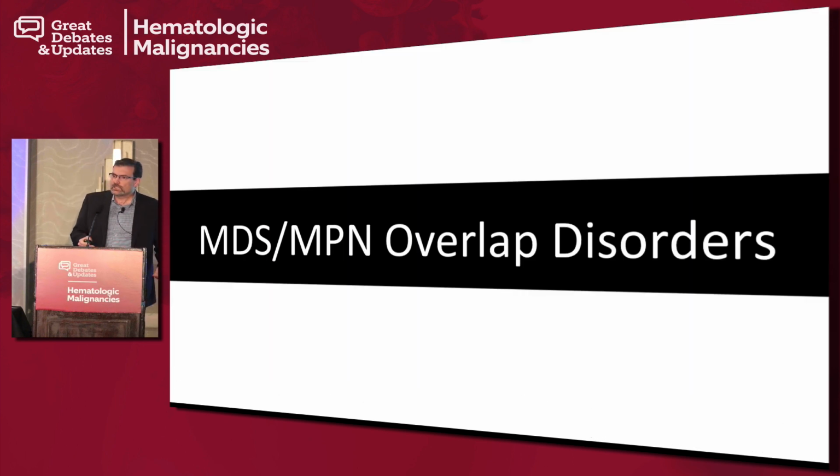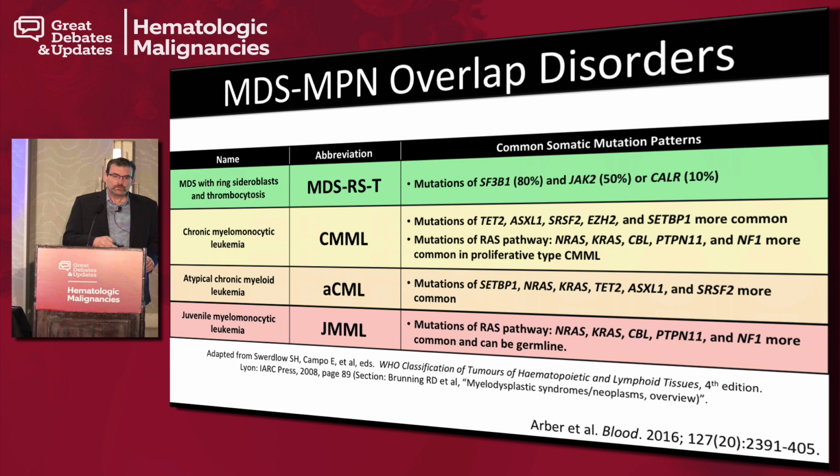So I'll say a couple of words about the MDS-MPN overlap disorders. I know Rami Komrokji covered a lot of this earlier. But these disorders, actually this should be MDS-MPN-RS-T, are more highly mutated or have a higher incidence of mutations in a smaller number of genes. So they are, like he mentioned, a little bit more genetically homogeneous than myelodysplastic syndromes, for example.